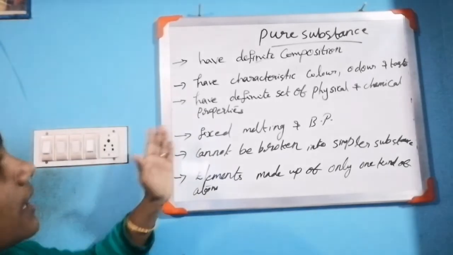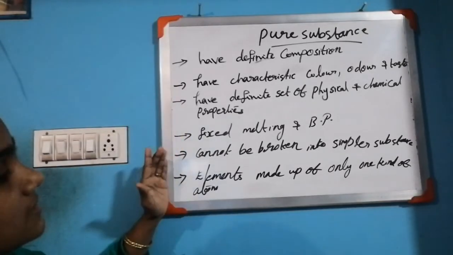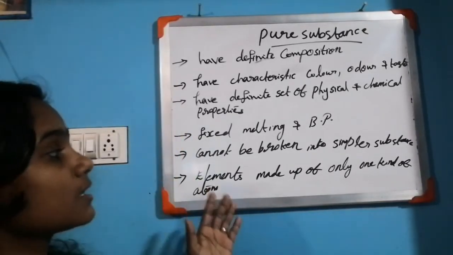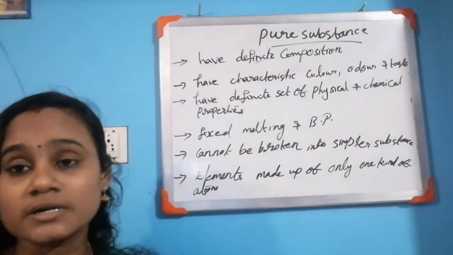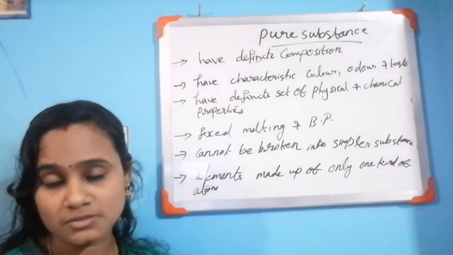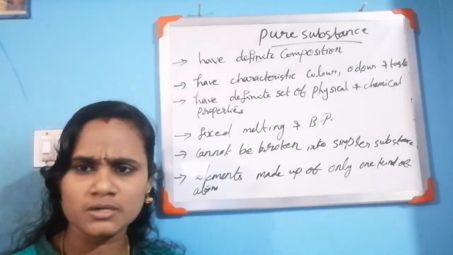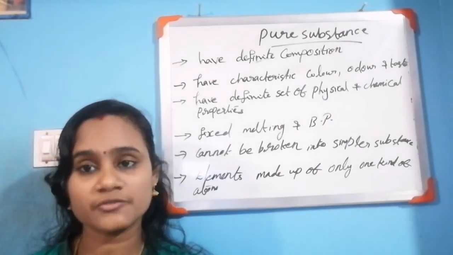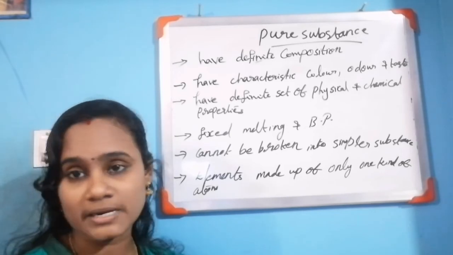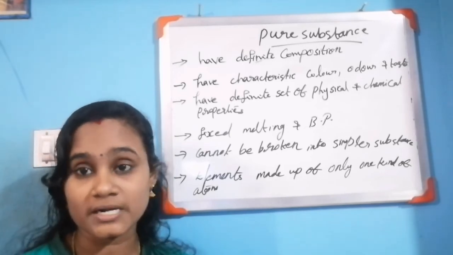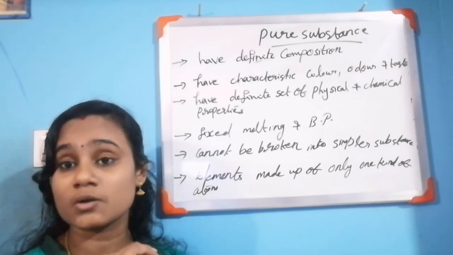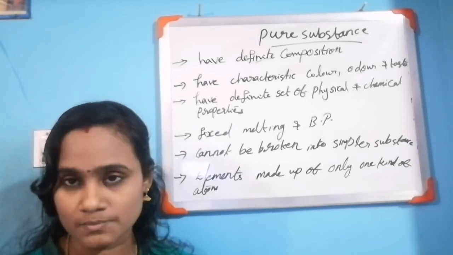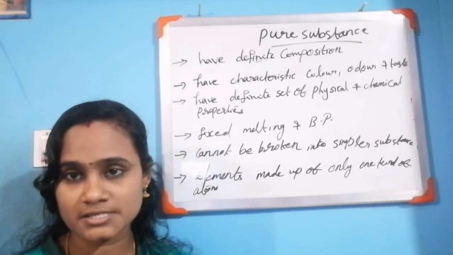Then we can say the atom is a pure substance. That means elements cannot be broken into simpler substances. We already studied that an atom is the smallest unit of matter, so that is an element. An element is made up of only one type of atom, so an atom cannot be broken down into simpler forms. Is it clear, dear children?